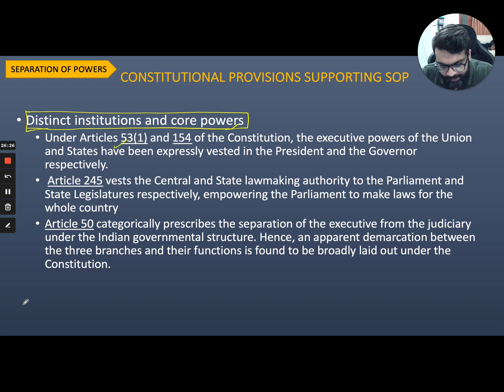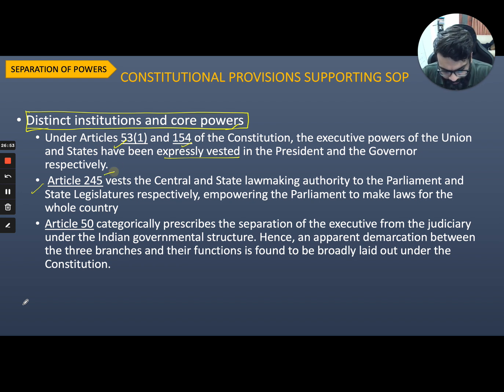See, under Articles 53, Clause 1 and 154, the executive powers of the Union and the states have been expressly vested in the President and the Governor, respectively. This is fairly similar to the US Constitution as well. Whereas under Article 245, very clearly the central and the state lawmaking authority of the Parliament and the state legislatures have also been clearly mentioned.